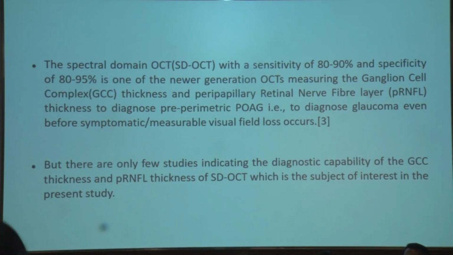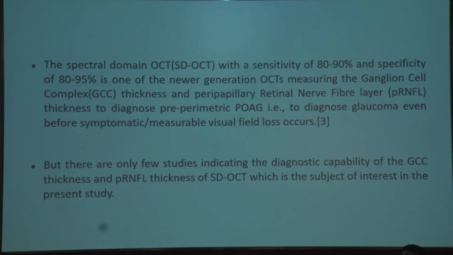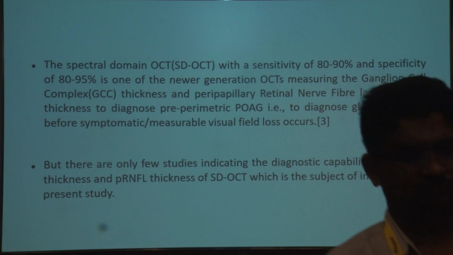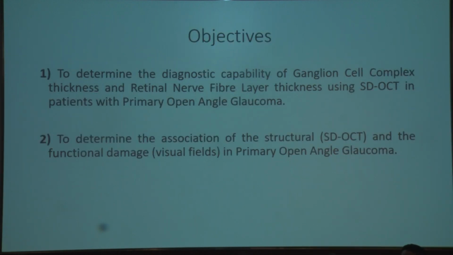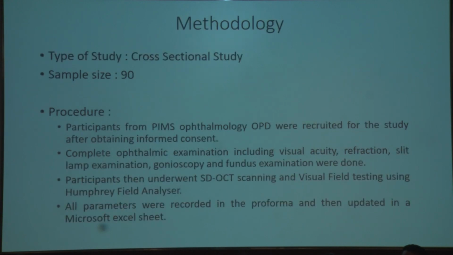So this is where SDOCT comes into play in the field of glaucoma, especially with its parameters GCC and RNFL. But there are very few studies which were able to tell about the diagnostic capability of the GCC and the RNFL. It is for this reason that we have taken up this study. My objectives were to determine the diagnostic capability of ganglion cell complex thickness and the RNFL using SDOCT in patients with POAG, and to determine the association of the structural and functional damage in POAG.